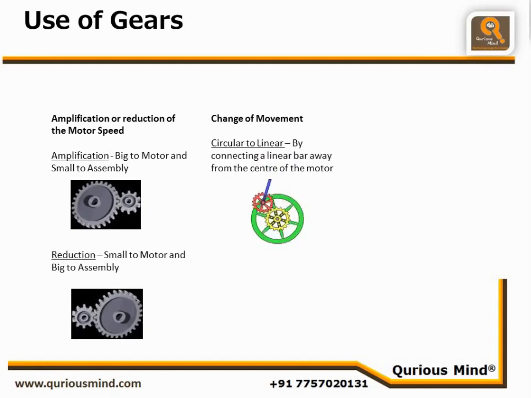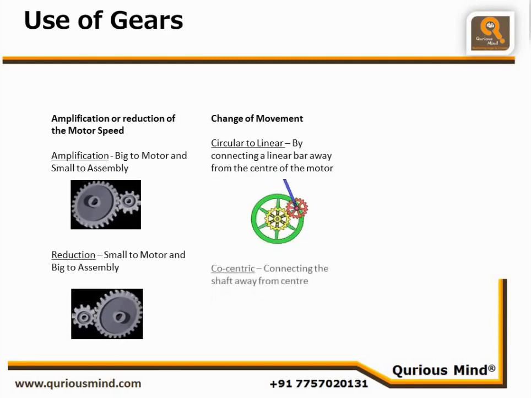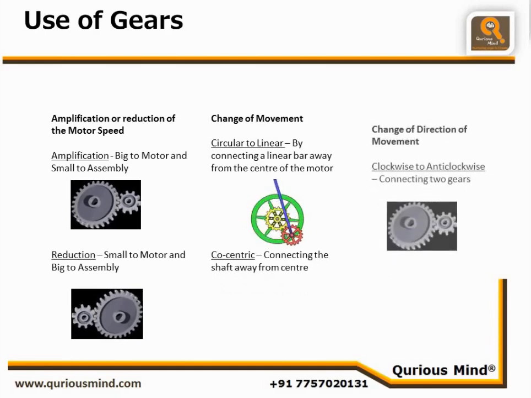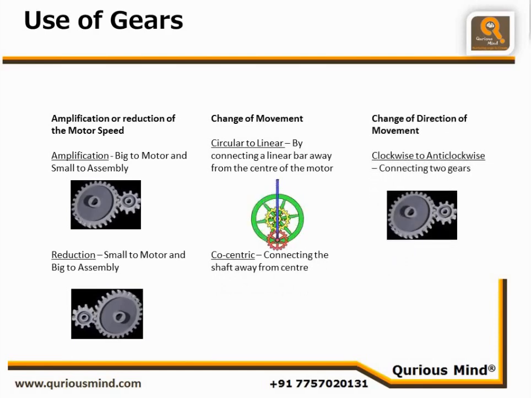Now see that the center of the red gear is revolving around the yellow gear center. This is concentric movement. When we mesh two gears, they rotate in opposite directions. If we mesh three gears in series, then the first gear and the third gear will rotate in the same direction, while the second gear will rotate in the opposite direction. Thus all even gears will rotate in one direction, whereas all odd gears will rotate in the opposite direction.